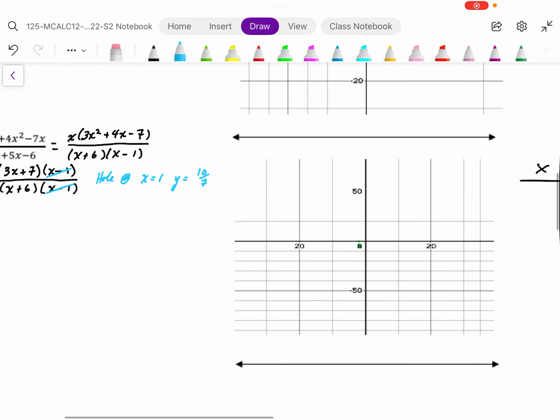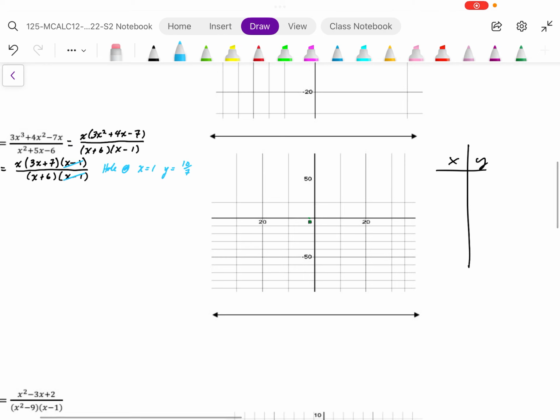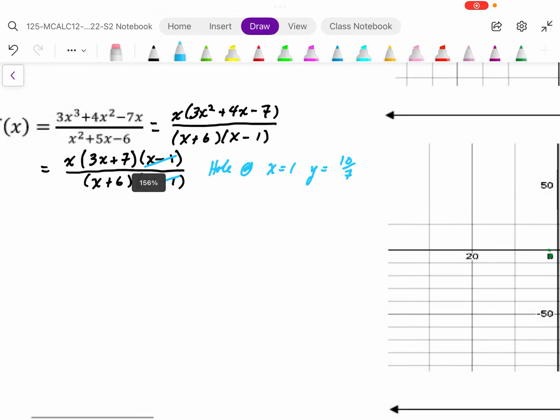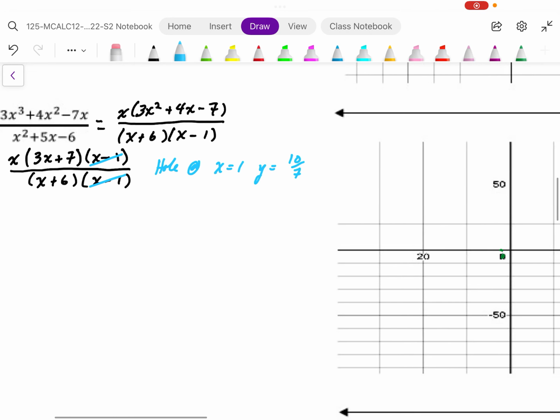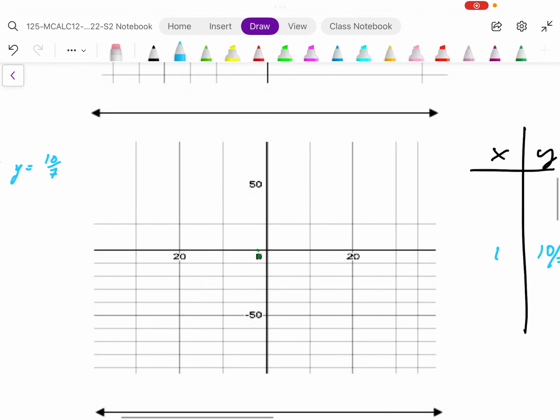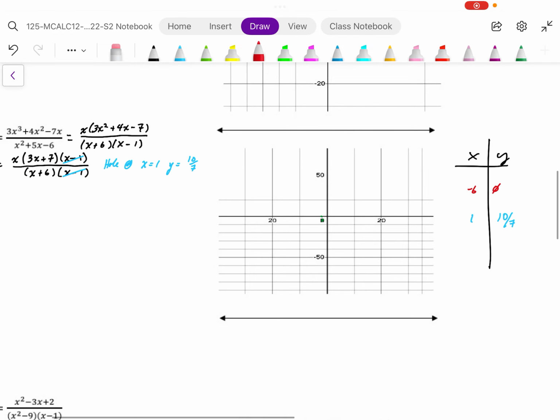So I'm going to put that into our table of values here. At x equals 1, we're going to have a coordinate at 10 over 7, about 1.4. So that's the first thing we're going to do. We also have a vertical asymptote at x equals -6. So I'm going to put my vertical asymptote into my table of values, -6. So on my graph, at -6, maybe somewhere around here, I'm going to have my vertical asymptote show up.